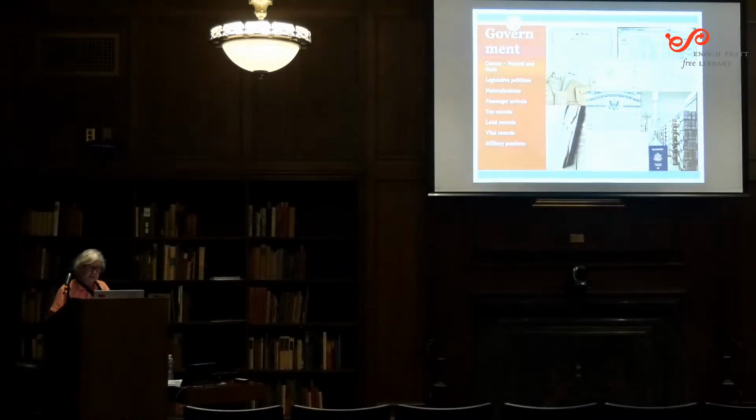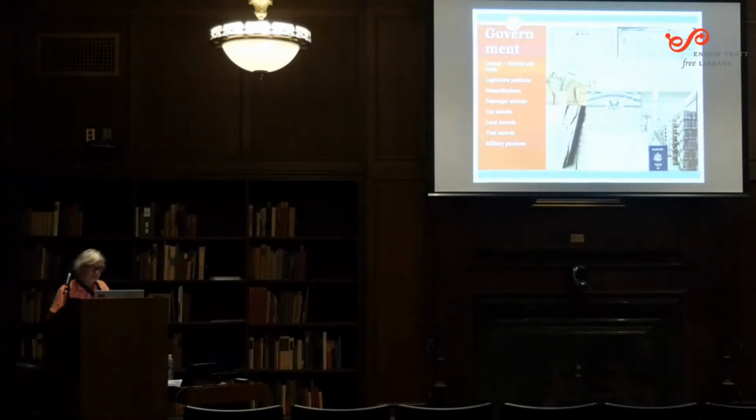Government, we're familiar with the various items that we've already looked at in many cases and that have been compiled and collected through the years. The census, federal and state. Some states had that, and in some cases, some cities even had certain kinds of population records and listings. Your legislative, naturalization, your passenger arrivals, tax records, land records, vital records, and military pensions.